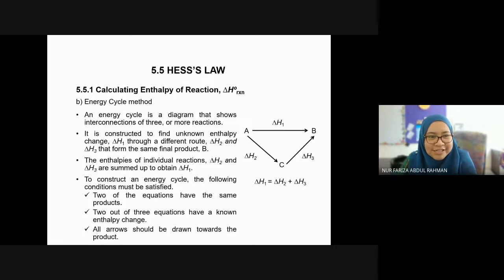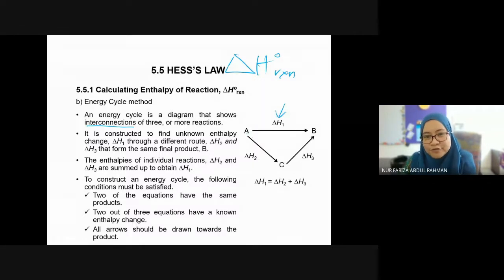Okay, an energy cycle is a diagram that shows interconnection of 3 or more reactions. It is constructed to find unknown enthalpy change. Again, what we want is to find this delta H reaction, through a different route, H2 and H3, that form the same final product. Okay, look at this. This is what we call energy cycle.